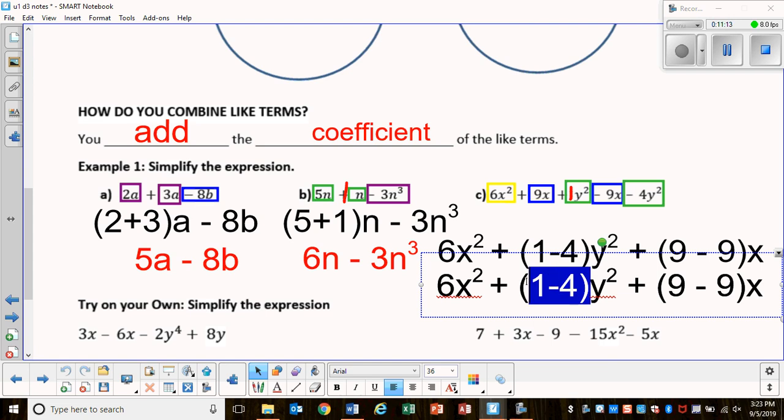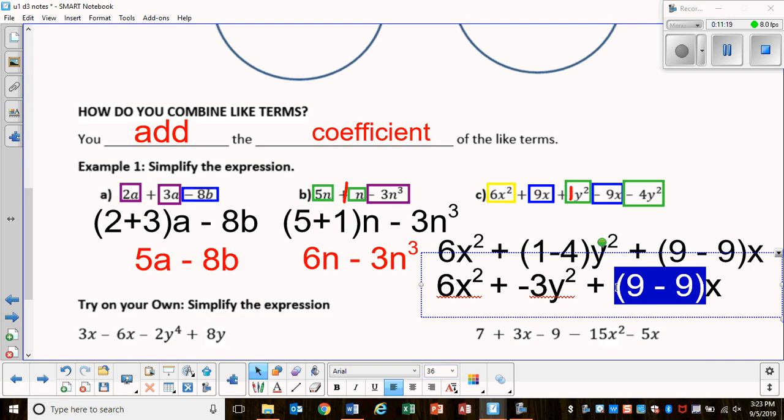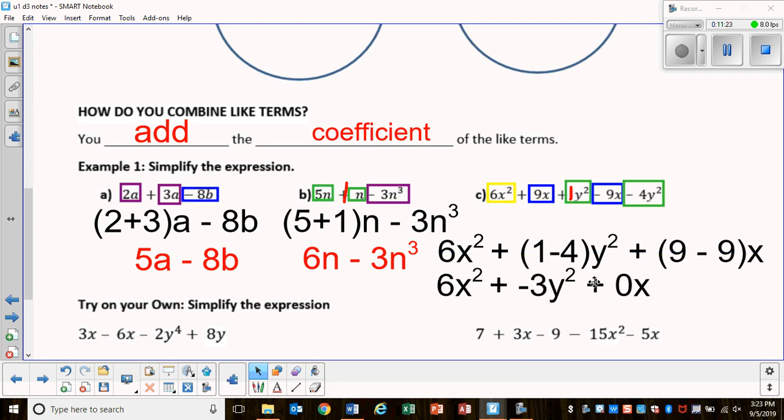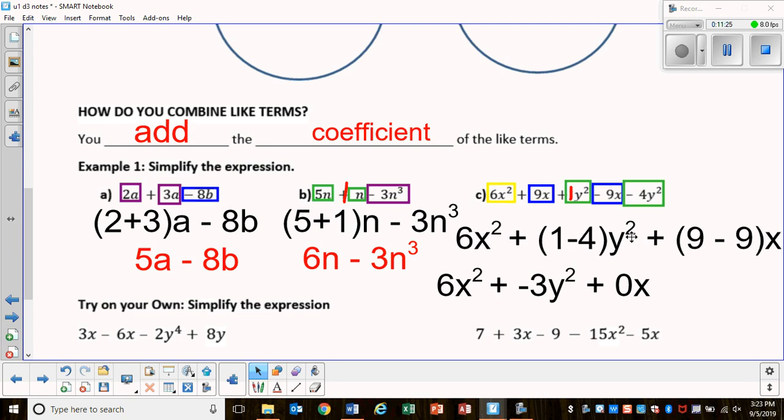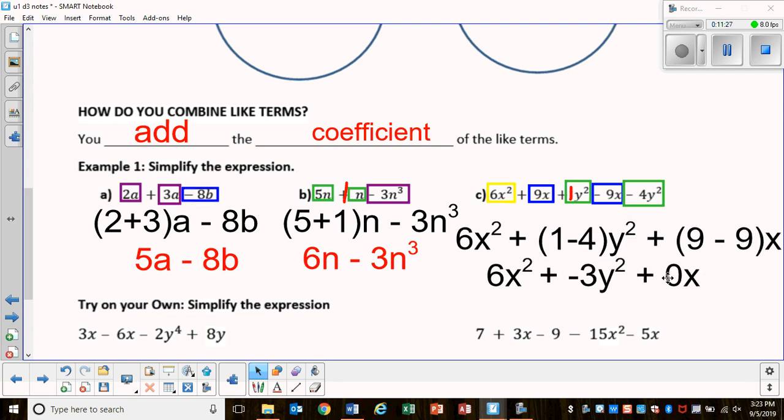Alright, so now I'm going to change the 1 minus 4 to be a -3. And I'm going to change the 9 minus 9 to a 0. So here's the thing. I've got some things I can change. I've got 2 signs, so I can adjust that. And I've got a 0x, which just means 0. So I really don't need it.